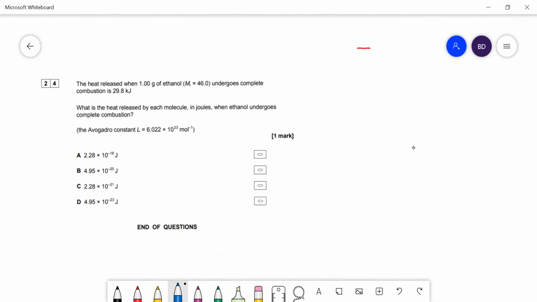When 1 gram of ethanol, okay, so how many moles is in 1 gram? Let's do that. Moles of ethanol in 1 gram is equal to mass over Mr, which is 1 divided by 46, the Mr of ethanol. Right, so that's the number of moles. I won't bother working that out.